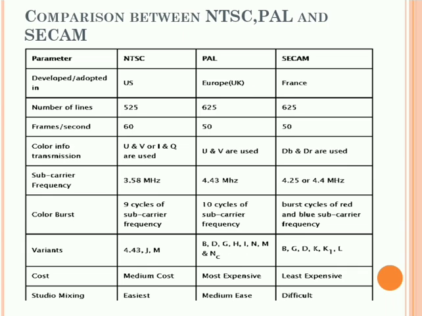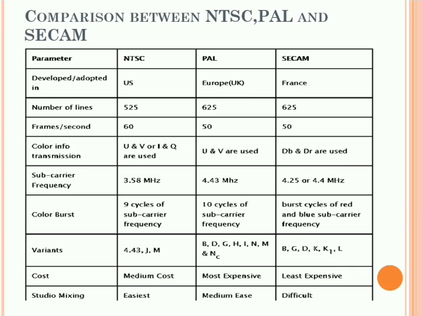Then we will see frames per second. For the NTSC system we have 60 frames per second. For the PAL system we have 50 frames per second, and for SECAM it is the same as PAL, 50 frames per second. This means NTSC has 525 lines and 60 frames per second, while PAL and SECAM have the same 625 lines and 50 frames per second.